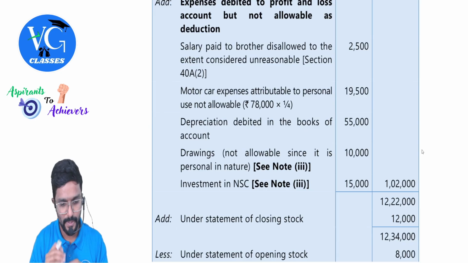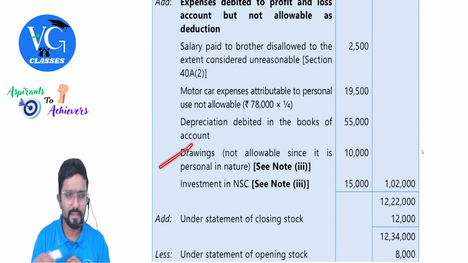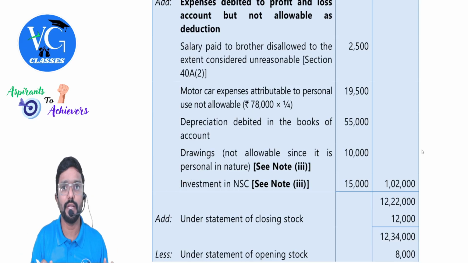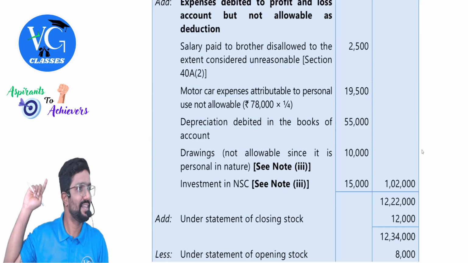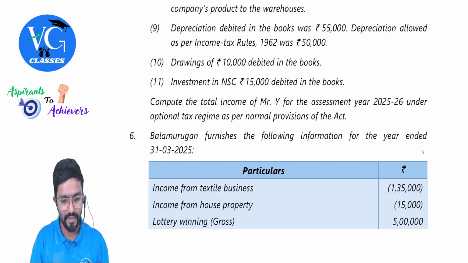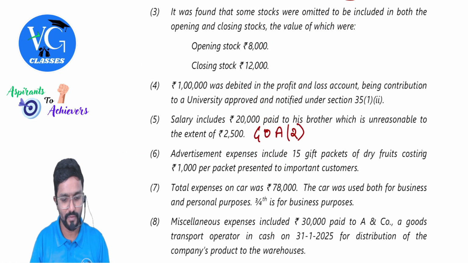Clear? Drawings not allowed as per section 37. Investment in NSC, that is also debited. Sir, is it allowed as business expenditure? No, no. You can claim deduction. Clear? Because they are clearly given. Assume all these are debited already, whatever is given.